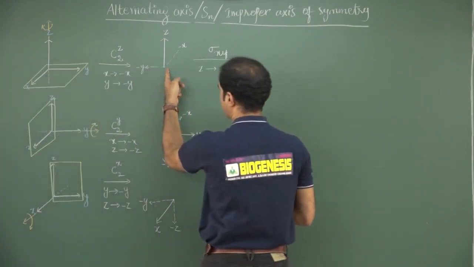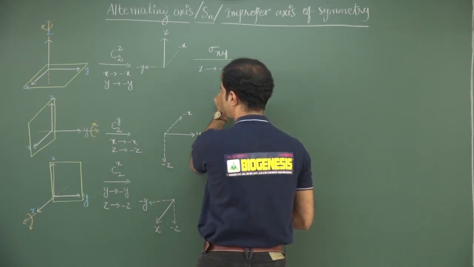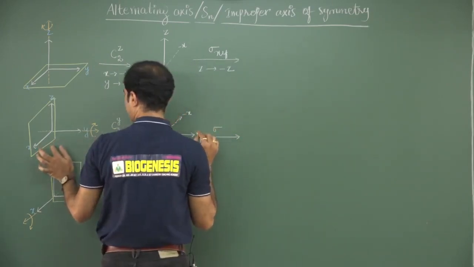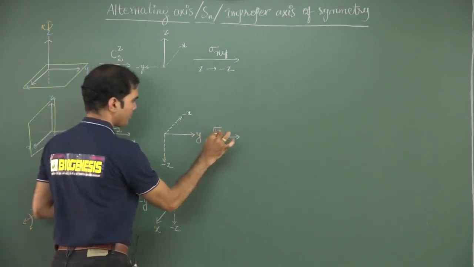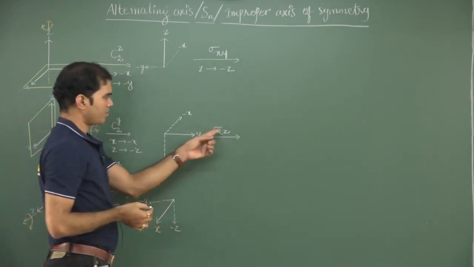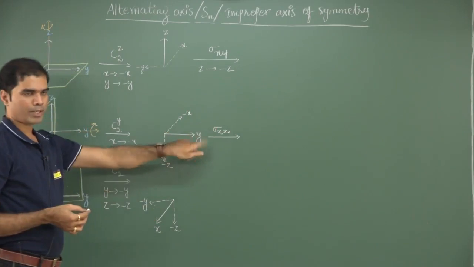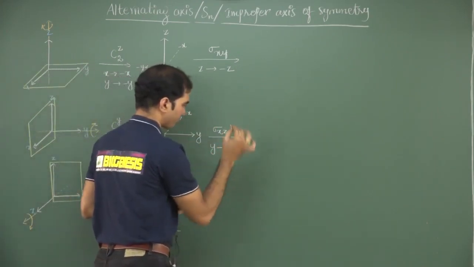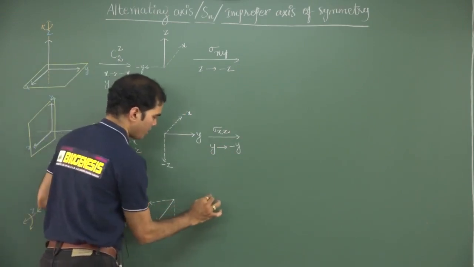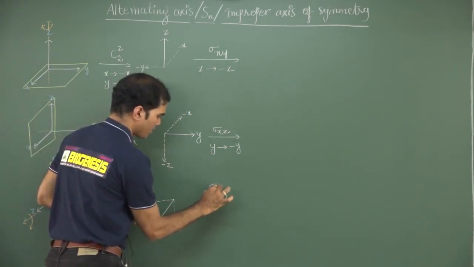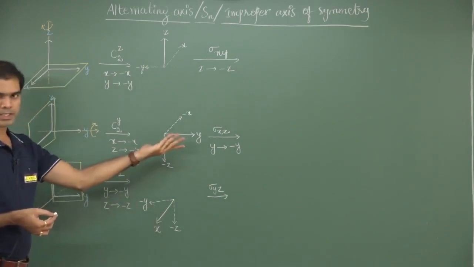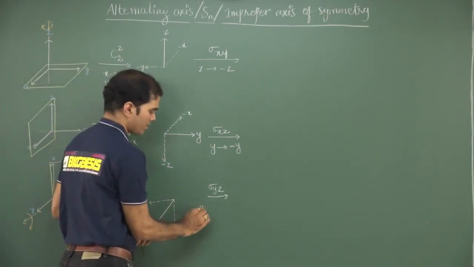By passing sigma xy, z is converted into minus z. In the next case, we are passing sigma xz. So once I pass a sigma xz, now y will exchange with minus y. And finally, with sigma yz, x will be exchanging with minus x.